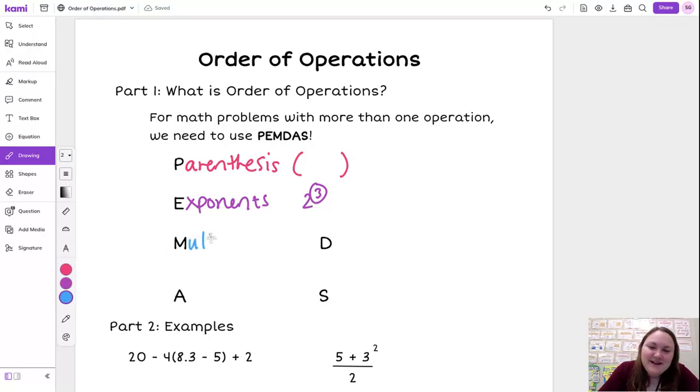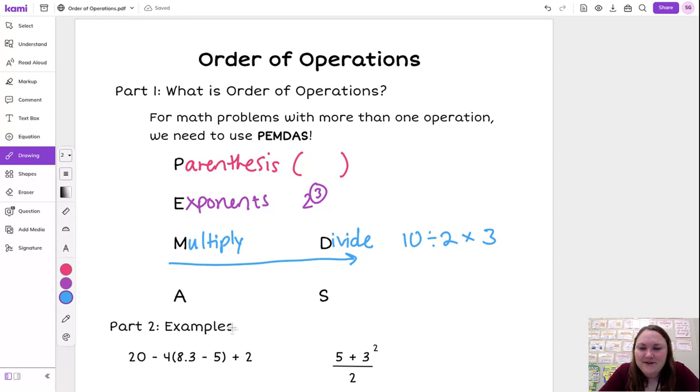After that, you do any multiplication or division. So you multiply or divide next. And those are in the same line because if you have both, you do whatever comes first in the problem. So we go from left to right in our problem. So for example, if I see division first in the problem, I would divide first and then multiply afterwards.